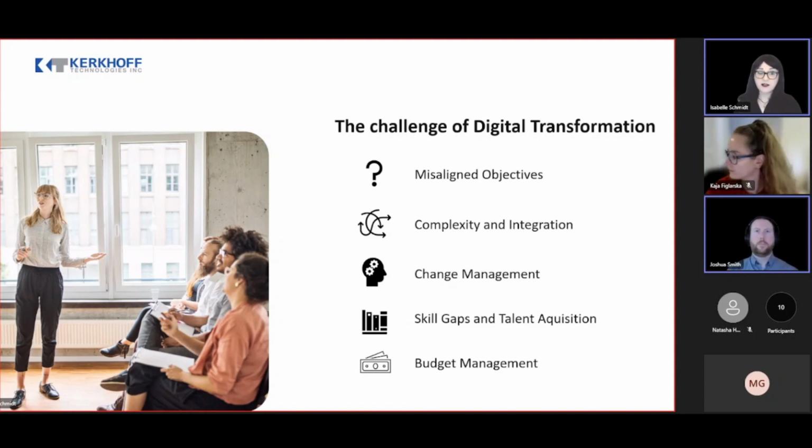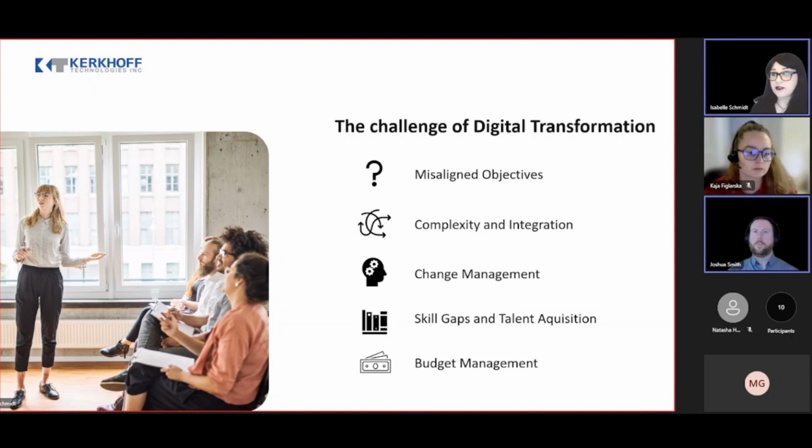Skills gap in talent acquisition is a huge one. Effecting digital transformation relies on a skilled workforce. Upskilling existing employees, as well as attracting top digital talent, can be challenging. And then, of course, there's budget management. Initiatives can exceed budgets and be financially straining if implemented incorrectly or ineffectively.